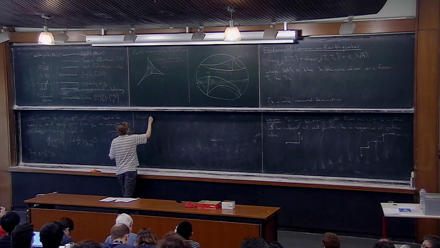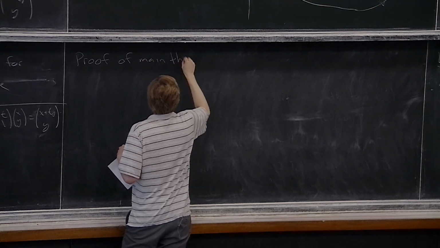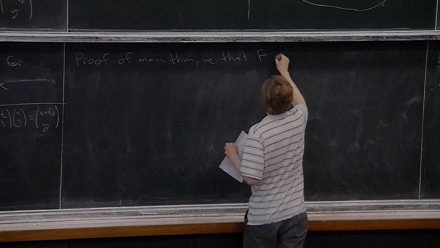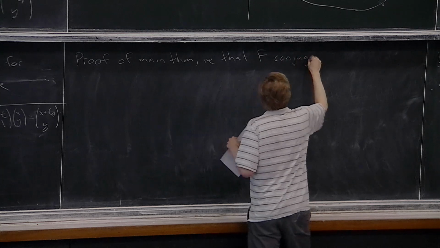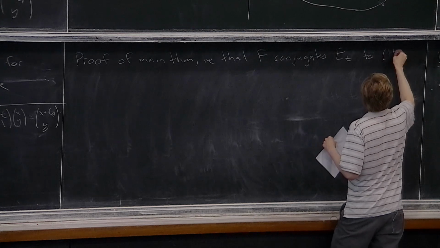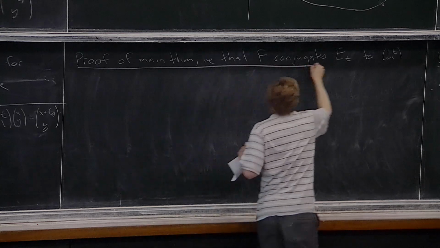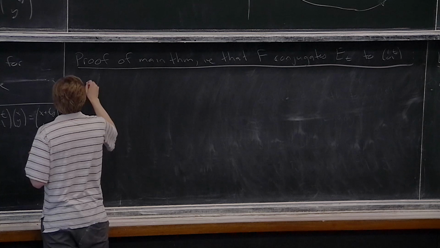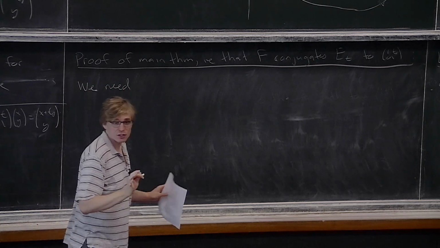So now let's do the proof of the main theorem, i.e. that f conjugates earthquake flow to unipotent flow. Okay, so we already know f is a bijection. We just need to show the conjugacy.